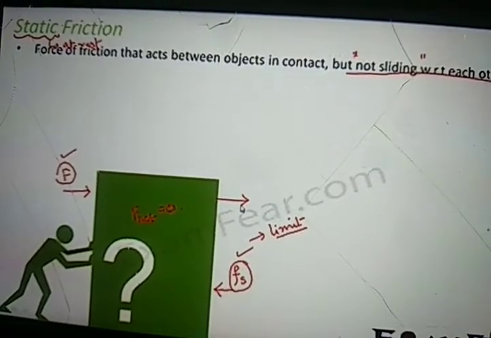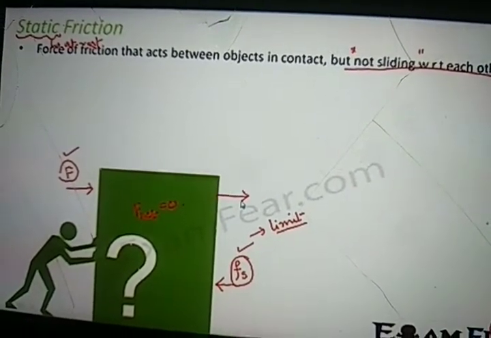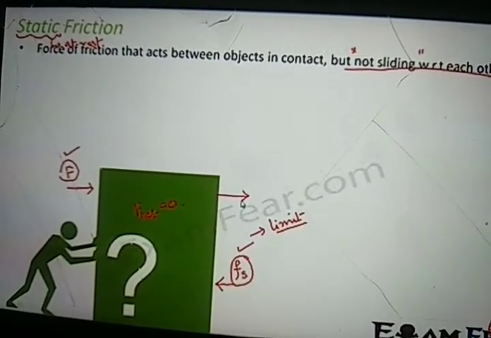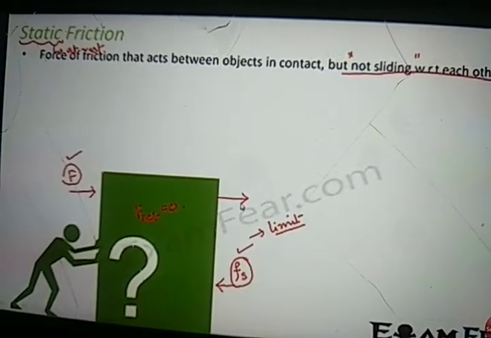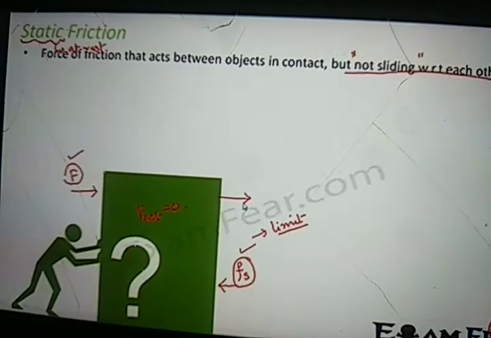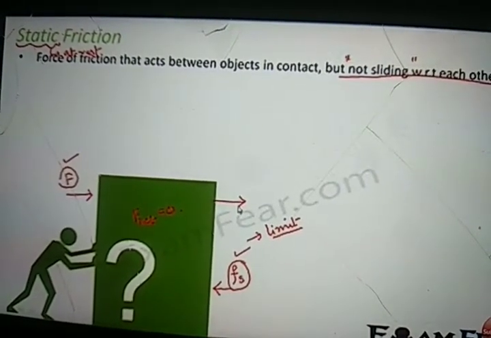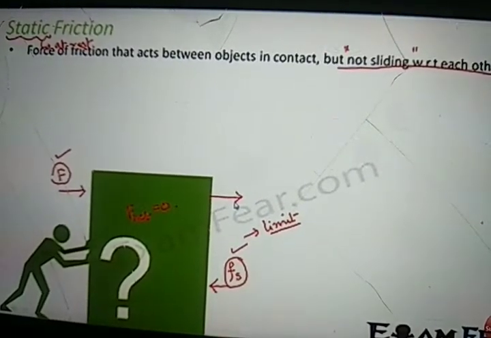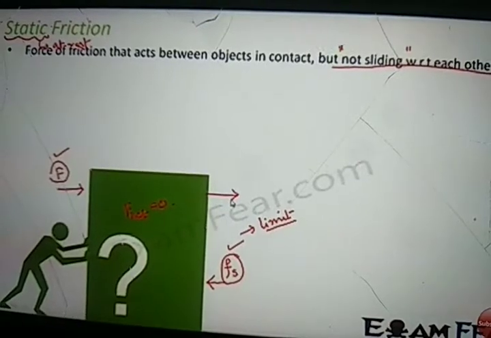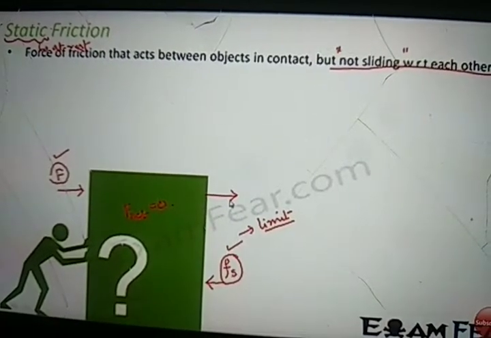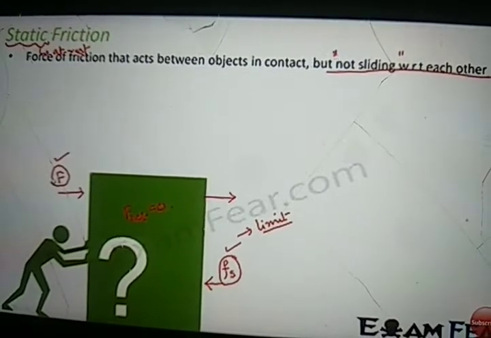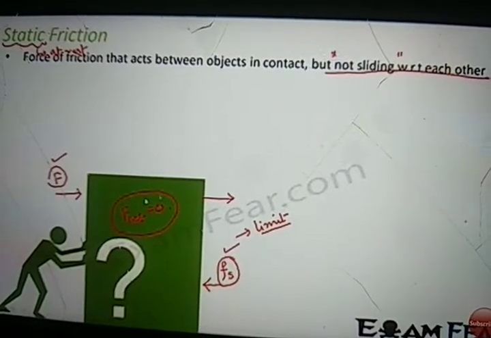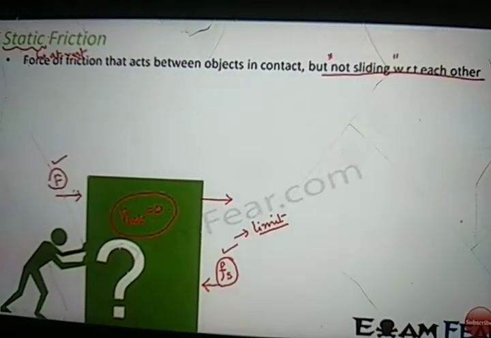So you understand what is static friction? When you apply a force on an object, the object doesn't move. So when the object is not moving, that means there is a force of friction acting in the direction opposite to the applied force. That force is called static friction. As long as the box is not moving. As soon as the box starts moving, then what happens? Then the sliding friction comes, which we are going to discuss. So please remember that static friction is applicable as long as the object is at rest. And if it is at rest, that means the net force is 0.